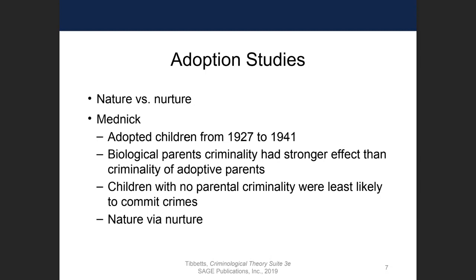So, for example, if a child was adopted and that child's biological parents were criminals, that child was highly likely, him or herself, to engage in criminal behavior, even though they had never interacted with or even met their own biological parents. This suggests that there is a strong genetic link between biology and crime. Children with no parental criminality were least likely to commit crimes. This suggested then that nature was stronger than nurture.